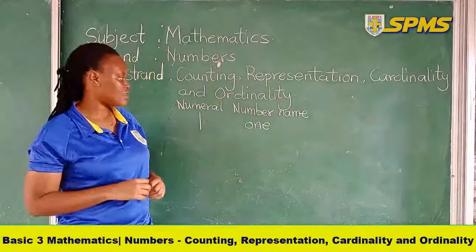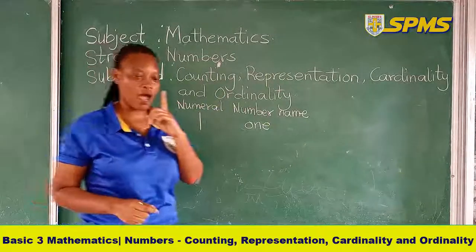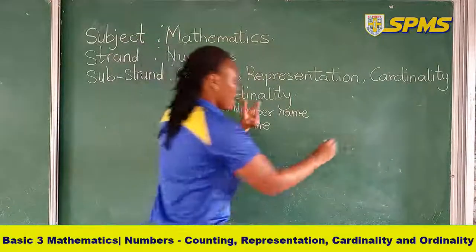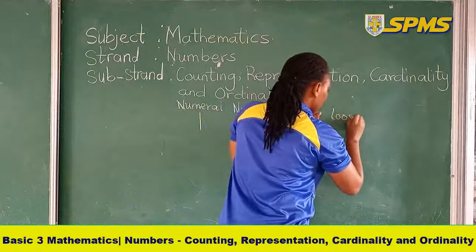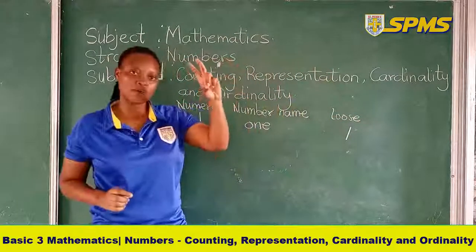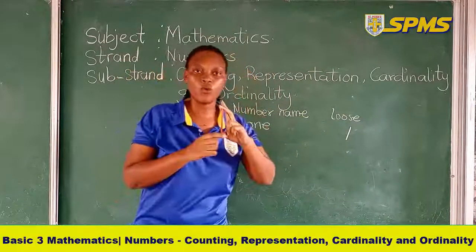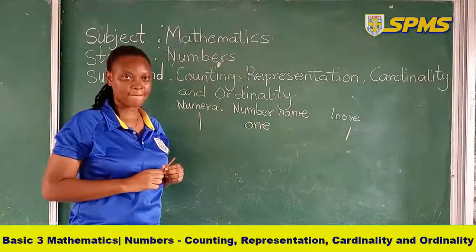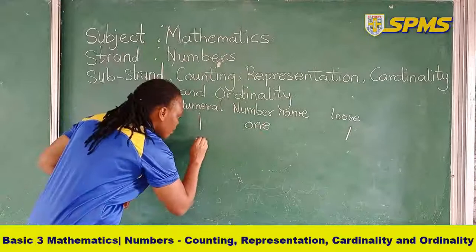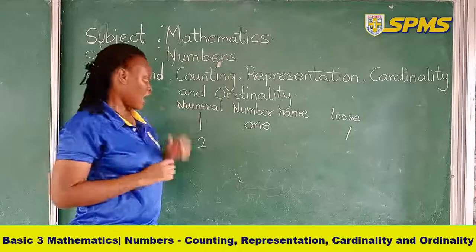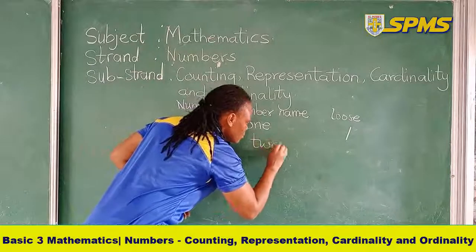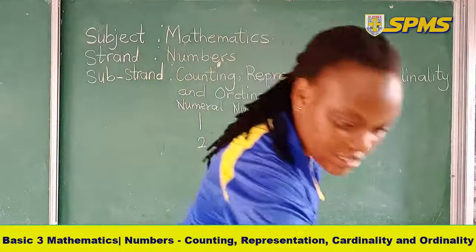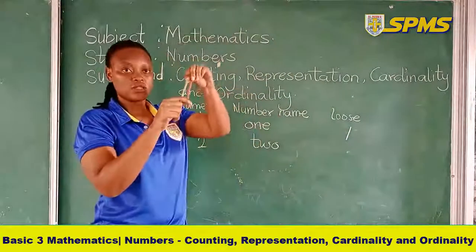And then 1 takes a form of a loose straw. 1 loose straw, like this. So we have 1. It is loose because it is standing on its own. It is just 1. It is 1 number. Let's take our second number, which is what? 2. Our number name for 2 is T-W-O. And then with our loose straw, we add another straw to it to make what? 2.